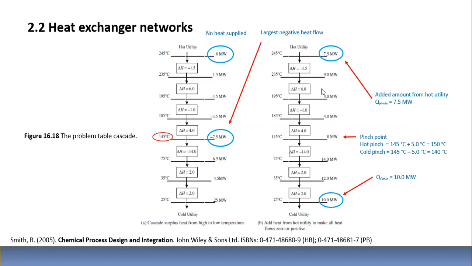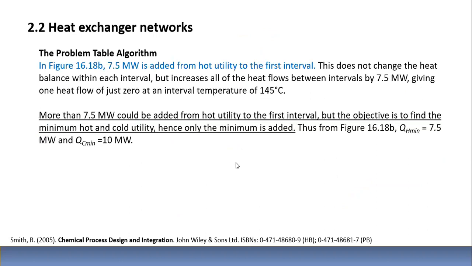So if we start with the magnitude of the largest negative heat flow in the cascade diagram on the right, we eventually will reach a 0 point, which is our pinch point. And that is where we see that the hot pinch is 145 plus delta T minimum divided by 2. And the cold pinch will be 145 minus delta T minimum divided by 2. And we'll end up with this delta T range of 150 minus 140, which is 10 degrees Celsius, which was specified in the problem. Very well.